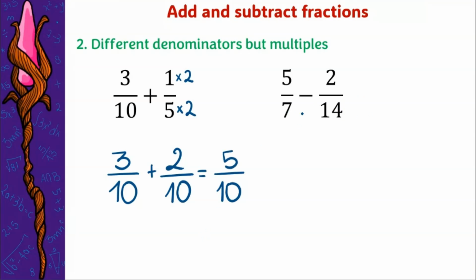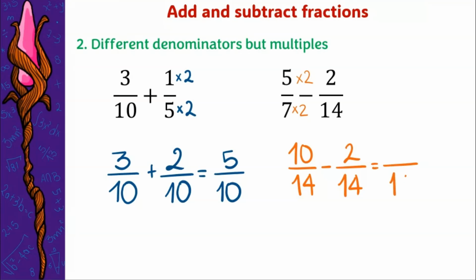Same thing in this case. Notice 14 is a multiple of 7. So again, we just need to multiply by 2, top and bottom, for this fraction to get 5 times 2 is 10, 7 times 2 is 14. This one is equivalent, but now it has the same denominator as the second one. That allows me to do the 14 in the denominator and just 10 minus 2, which is 8.